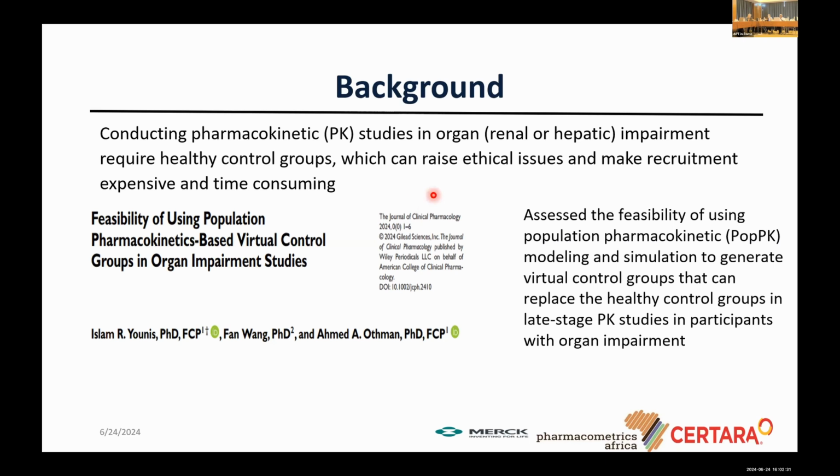There is growing interest in the feasibility of using pharmacokinetic-based virtual control groups. This is because the use of actual healthy controls is expensive and time-consuming. A recent study has assessed the feasibility of using pharmacokinetic modeling and simulation to generate virtual control groups that can replace healthy control groups in late-stage pharmacokinetic studies in participants with organ impairment.